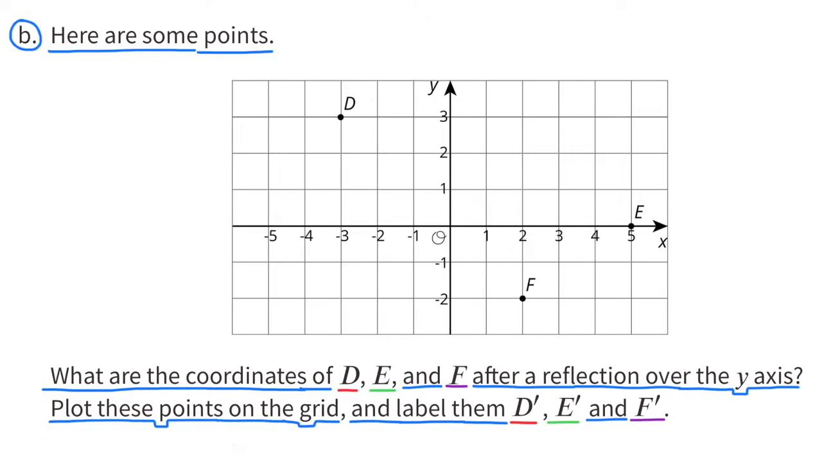B. Here are some points. What are the coordinates of D, E, and F after a reflection over the y-axis? Plot these points on the grid and label them D', E', and F'.